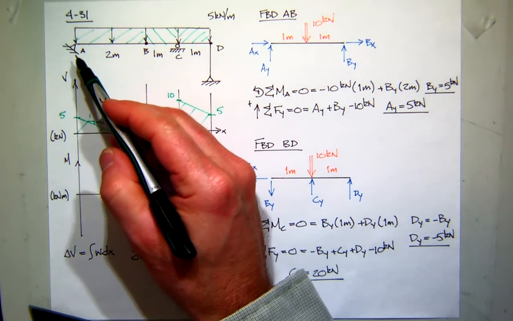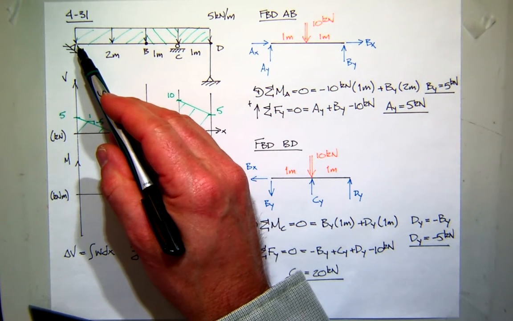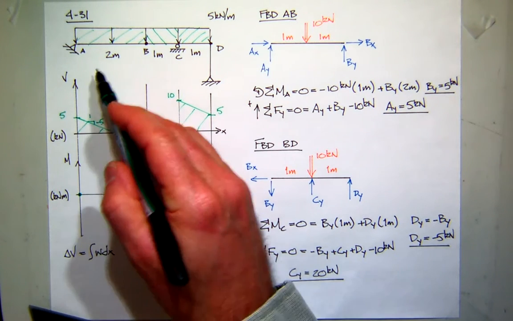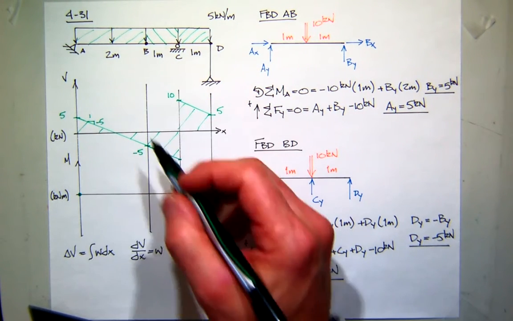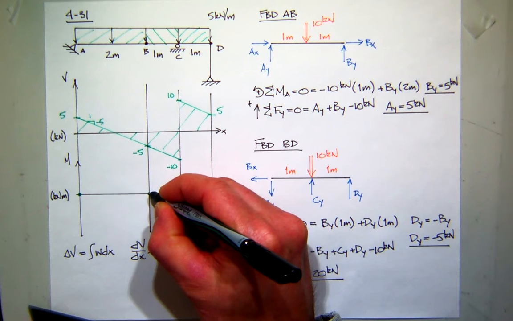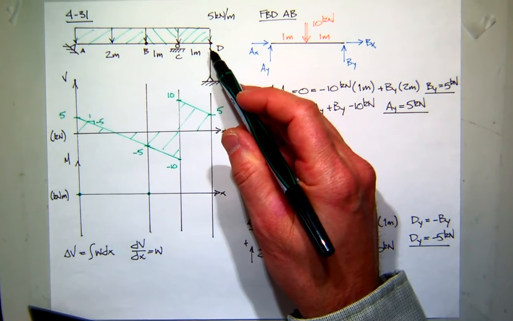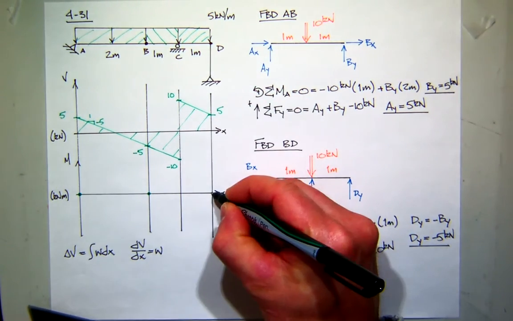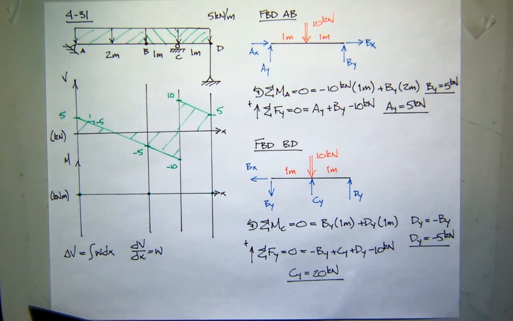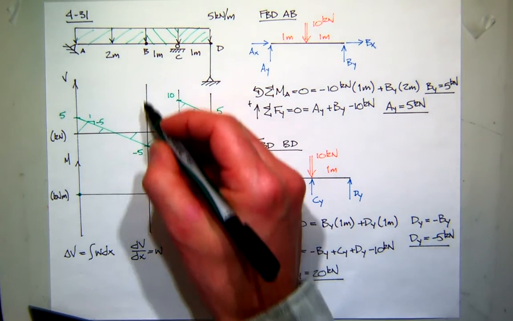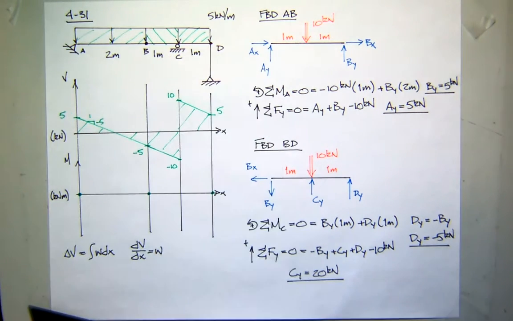Okay, what's the moment at A? Should be 0. What's the moment at B? Should be 0. What's the moment at D? Should be 0. So this is the new one for us, that we've got this moment at this internal hinge. We know hinges can't handle moment.